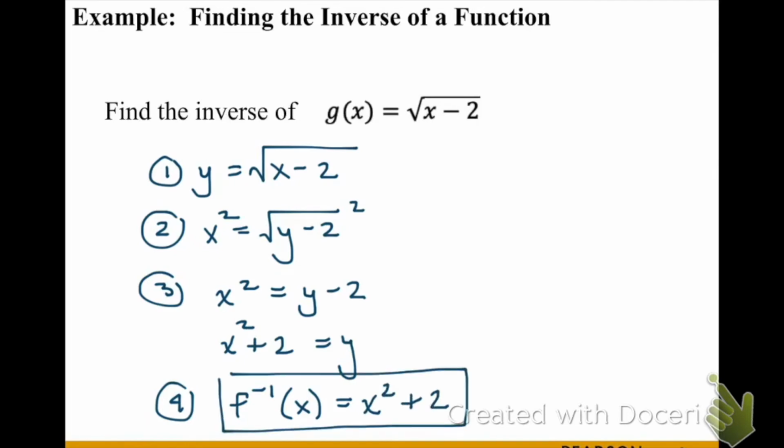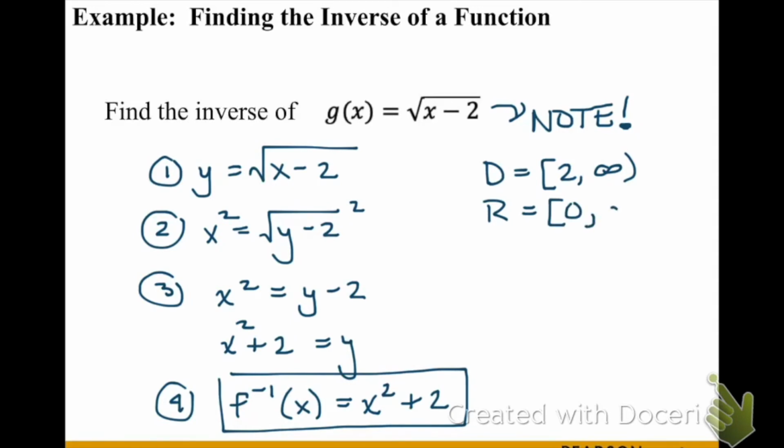Now, we have to remember, though, that we also talked about domain and range of functions. If we consider the original function g of x equal to the square root of x minus 2, and think about our knowledge of domain, the domain of a square root only goes from the restricted value off to infinity, depending on the direction that it's heading. So for g of x equal to the square root of x minus 2, since it's shifted right 2, the domain would be bracket 2 to infinity, with a range of bracket 0 to infinity.